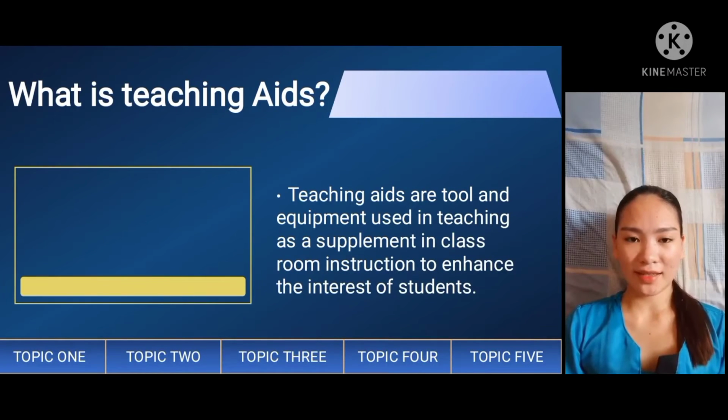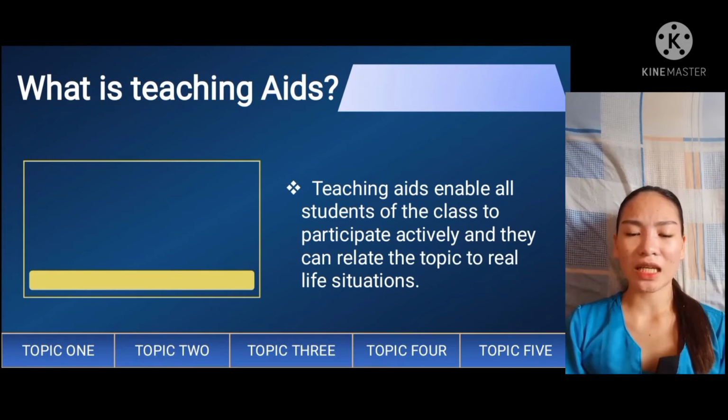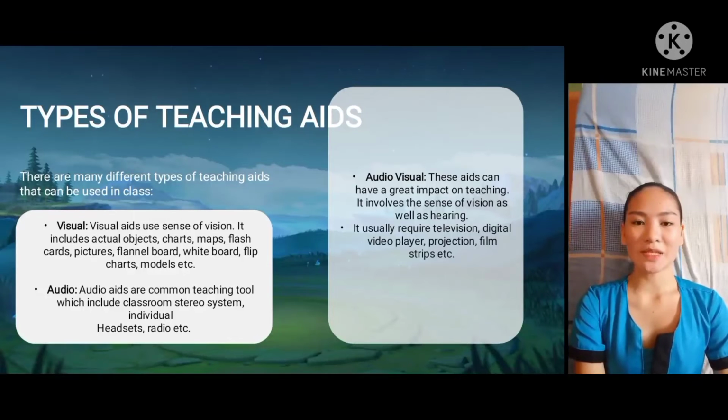What are teaching aids? Teaching aids are tools and equipment used in teaching as a supplement in classroom instruction to enhance the interest of students. Teaching aids are necessary today. They promote student learning and engage them in various engaging ways. Also, teaching aids enable all students of the class to participate actively, and they can relate the topic to real life situations. Types of teaching aids.